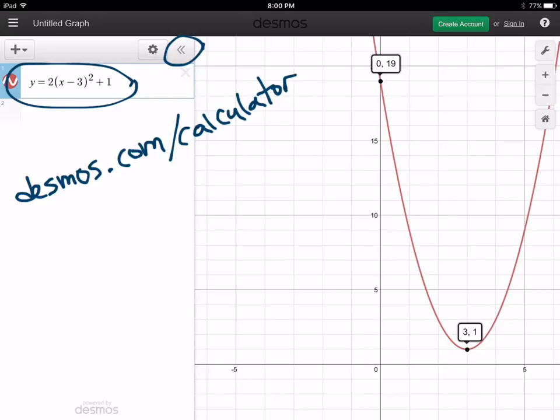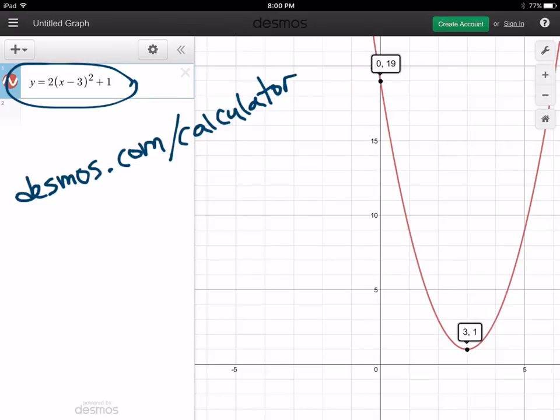Now I can use these arrows to hide the equation that I typed to see more of the graph, and you can use scrolling or these plus and minus keys to zoom in on the graph and see different portions of it. I've adjusted this one so that we can see the vertex and the x and y intercepts.